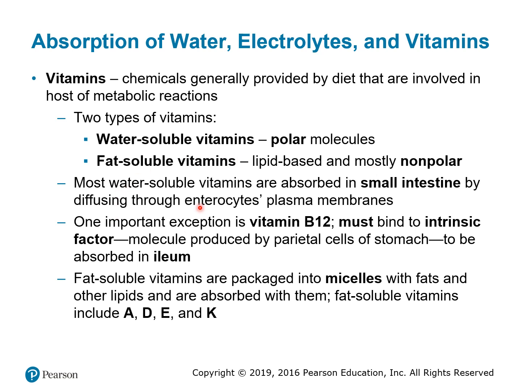Just to give you an example, one important exception is vitamin B12. This one does have to bind to intrinsic factor, which is produced by the parietal cells of the stomach. So they are first in the stomach, then they are absorbed in the ileum, which is part of the small intestine. Fat-soluble vitamins are going to be packaged into micelles, which are made of fats and other lipids, and are going to be absorbed that way. So they need those lipid transporting structures to deliver them. Those include vitamins A, D, E, and K.